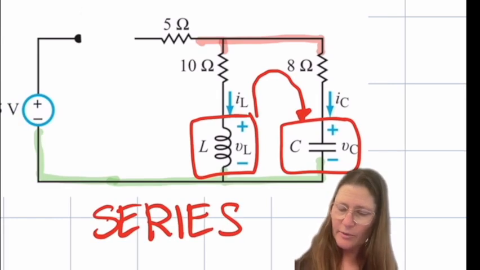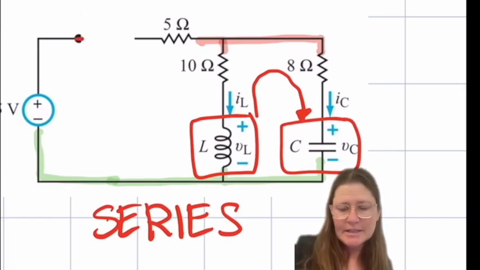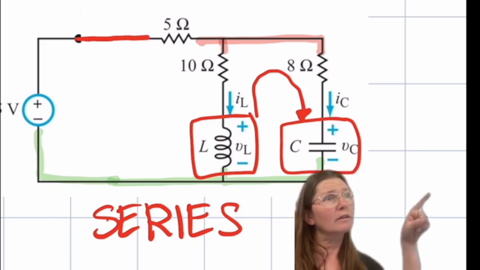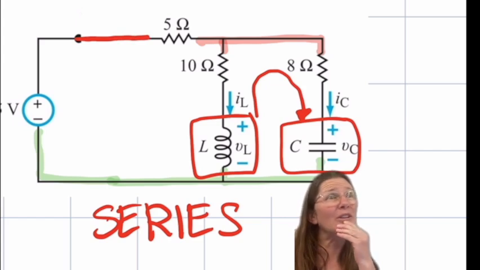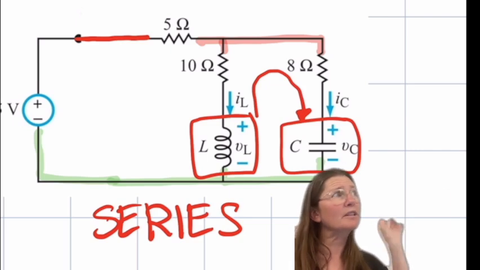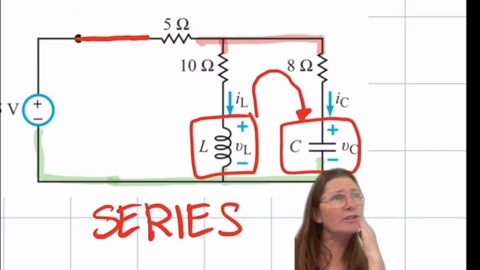So this would be an example. If I had this closed, what would these be? They would be in parallel in this case, if that was closed. But with them open in the end, these would be in series.